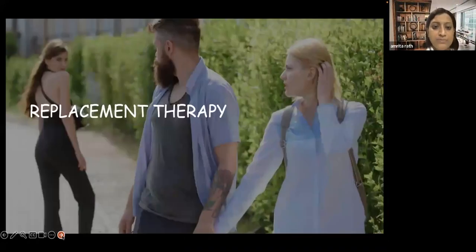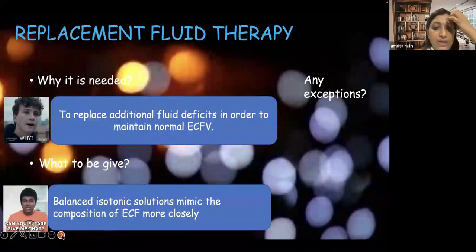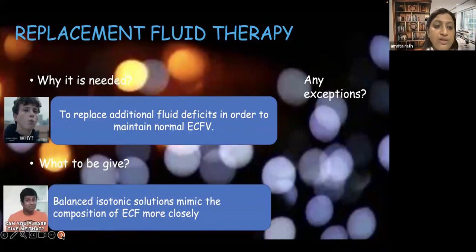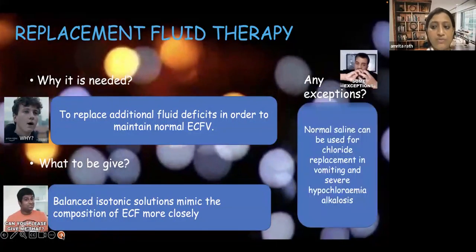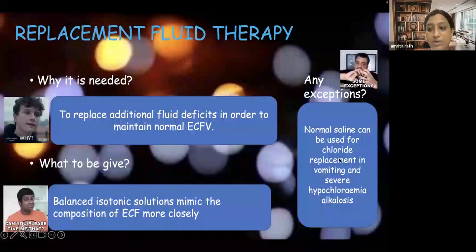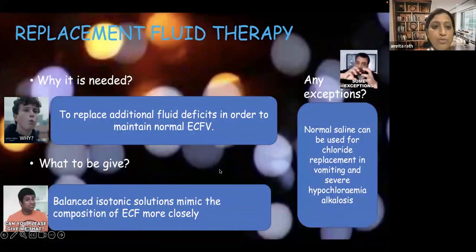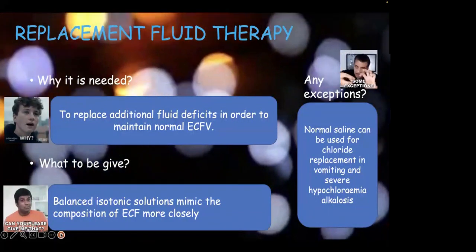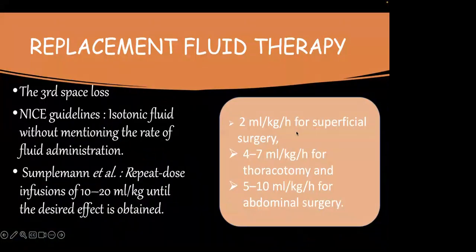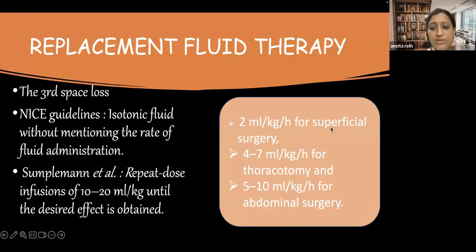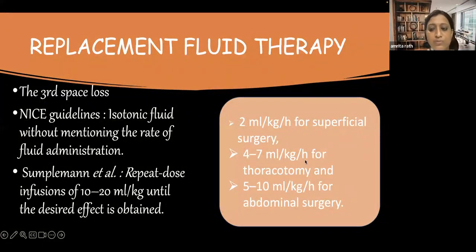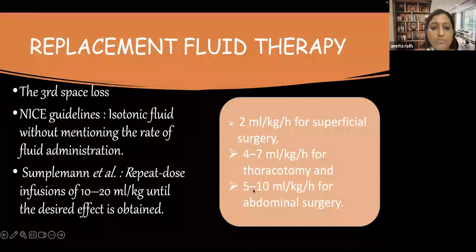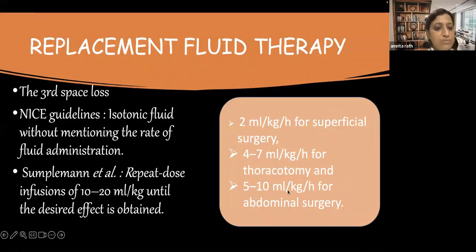Then comes the replacement therapy. In replacement therapy, again, what do you have to give? You have to give Ringer's lactate. The only exception is IHPS, which I was looking for. Here, because the chloride replacement has to be done, you go for normal saline. Okay. And this is the replacement fluid. If it is for a superficial surgery, it is 2 mL per kg per hour. It is 4 to 7 mL per kg per hour for thoracotomy, and for abdominal surgery, 5 to 10 mL per kg per hour. So this is the third space loss.